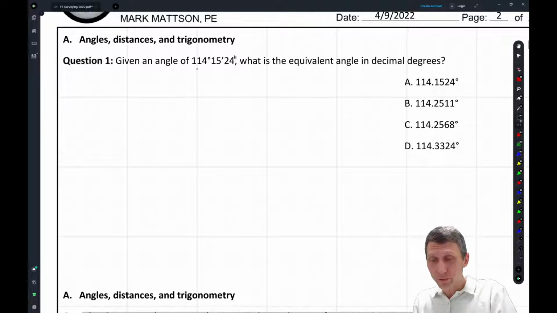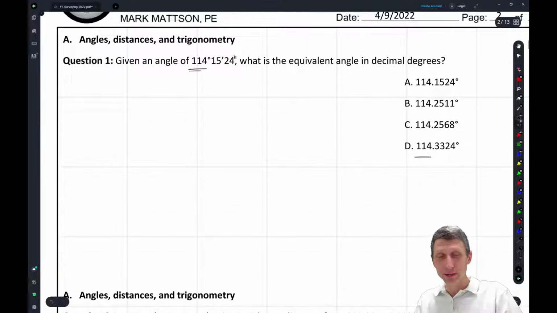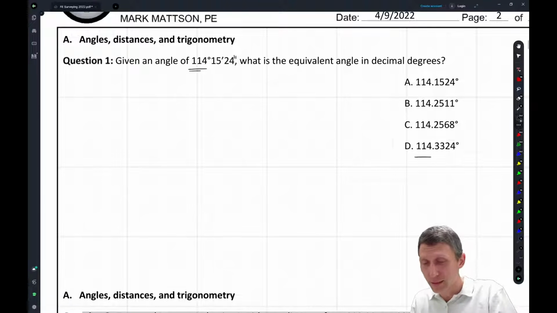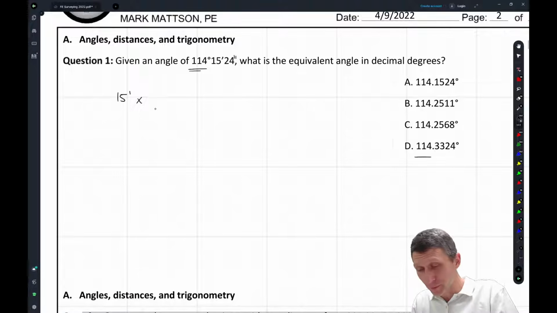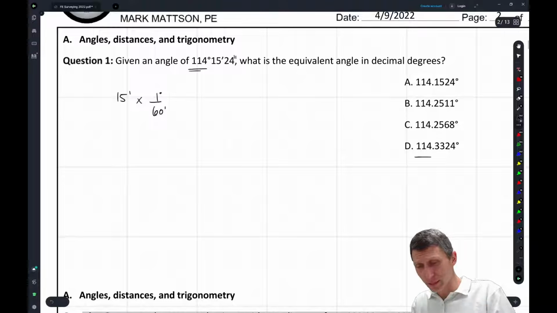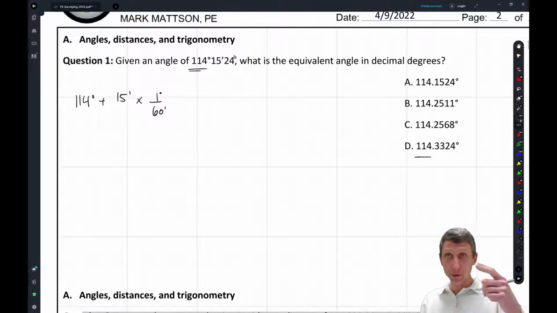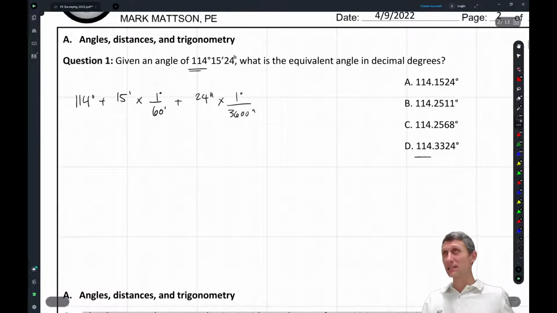If we have the 114 degrees, that's not going to change. You'll notice these all have 114 degrees. But what's 15 minutes? For every 60 minutes we have 1 degree. So basically what we're doing here is adding 114 degrees plus 15 minutes times 1 degree per 60 minutes, and then adding also the 24 seconds times 1 degree per 3600 seconds. So 60 times 60, 60 minutes, 60 seconds.